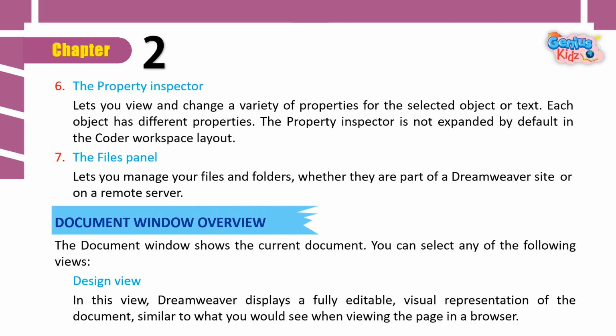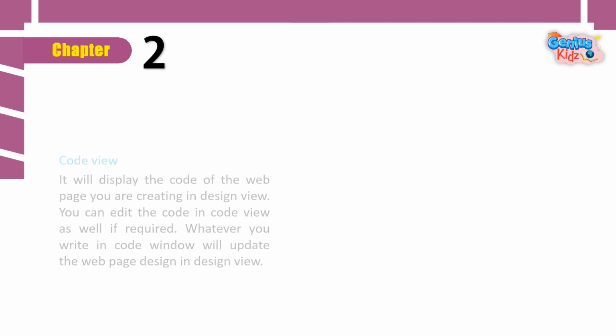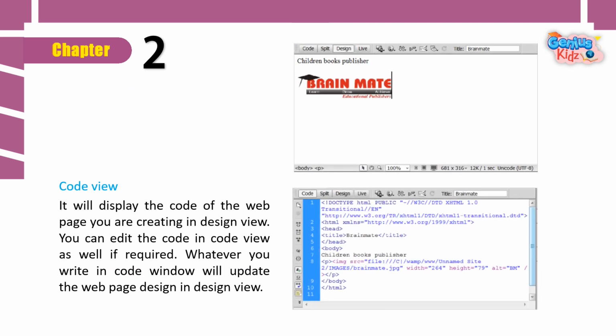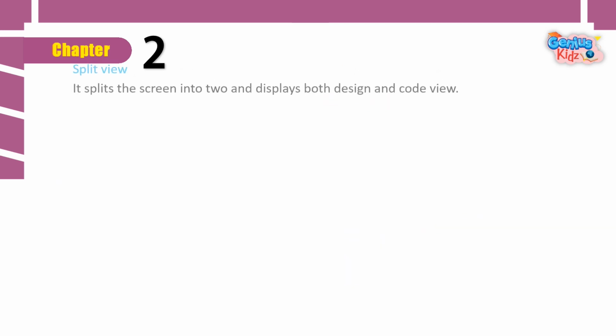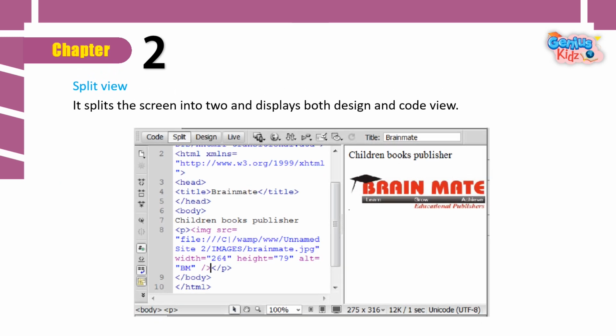Document Window Overview. The document window shows the current document. You can select any of the following views. Design view. In this view, Dreamweaver displays a fully editable, visual representation of the document, similar to what you would see when viewing the page in a browser. Code view. It will display the code of the web page you are creating in design view. You can edit the code in code view as well if required. Whatever you write in the code window will update the web page design in design view. Split view. It splits the screen into two and displays both design and code view.